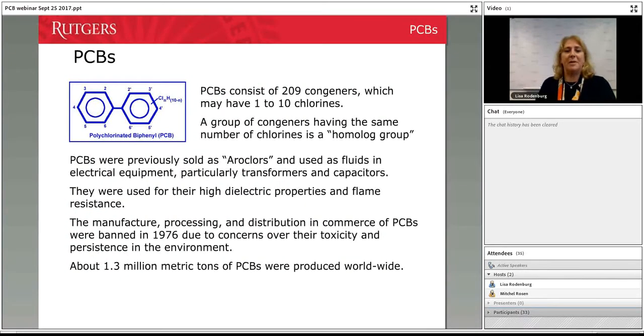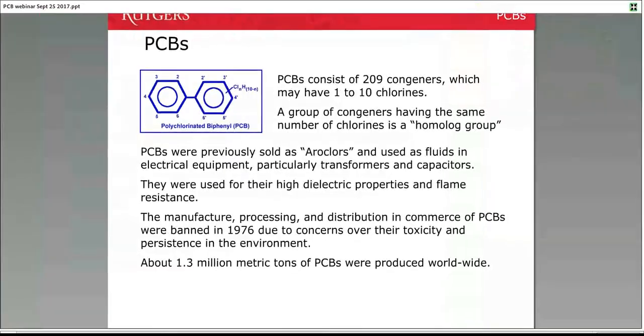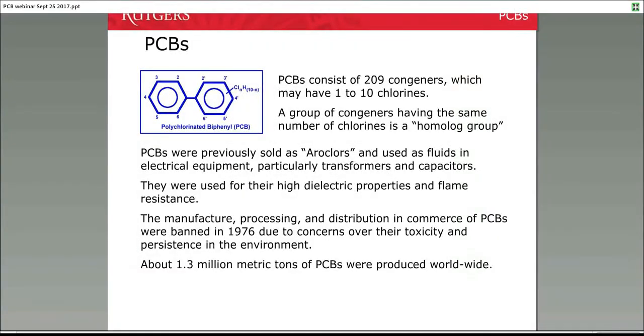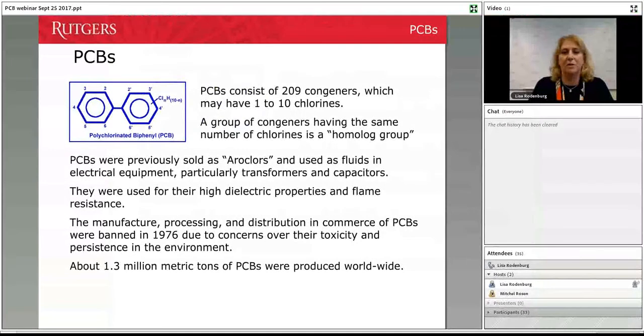So PCBs are polychlorinated biphenyls. And so you can see the little blue picture there of what the polychlorinated biphenyl molecule looks like. It's just two benzene rings stuck together. And then that leaves 10 different positions open where you could add a chlorine or one or more chlorines to the benzene ring. So the PCBs can have anywhere between 1 and 10 chlorines. And because those chlorines can be on different positions in the ring, you end up with 209 different PCB molecules.